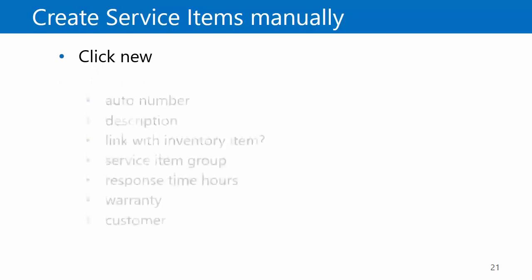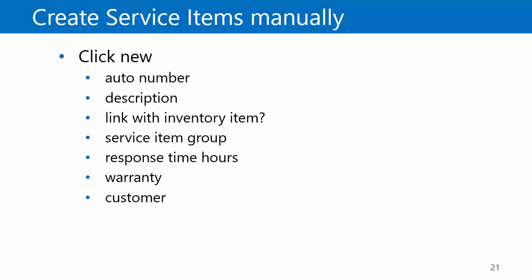So you will need to get a new number for the service item automatically or enter it manually. You need to add a description of the service item. You might want to link it with an inventory item. You might as well want to link it with a service item group. You can add service level agreement information like response time, hours and warranty. And finally, do not forget to specify the customer, which is the owner of the service item, unless it's an own service item of your company.